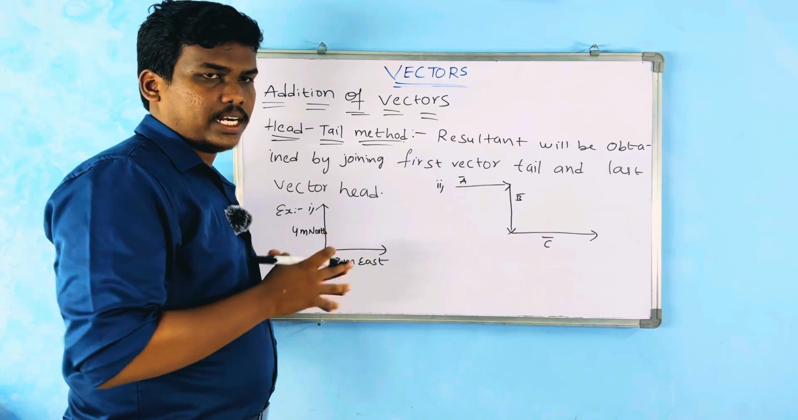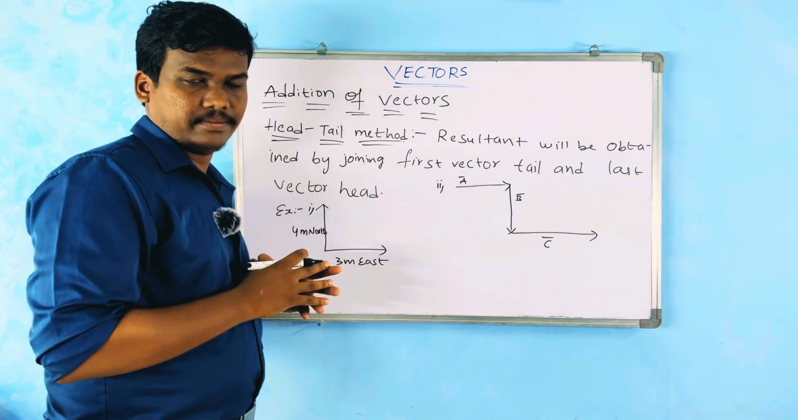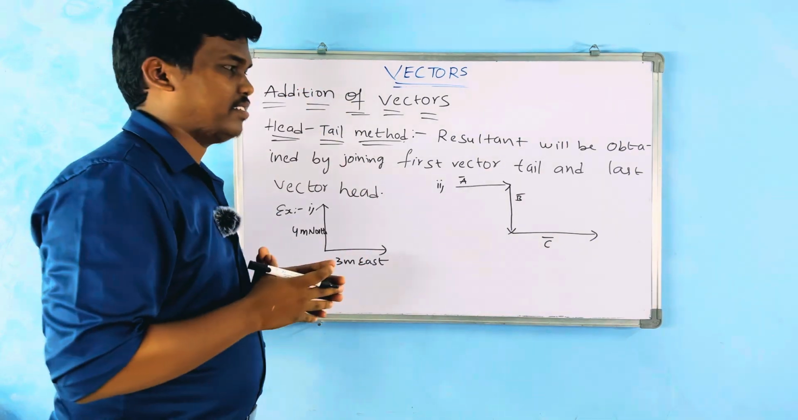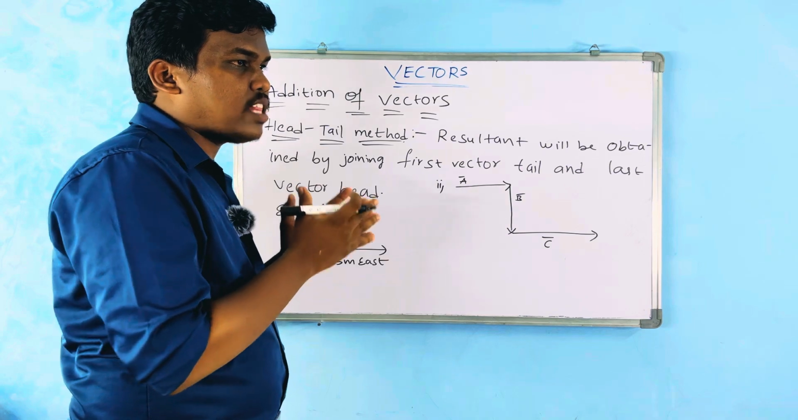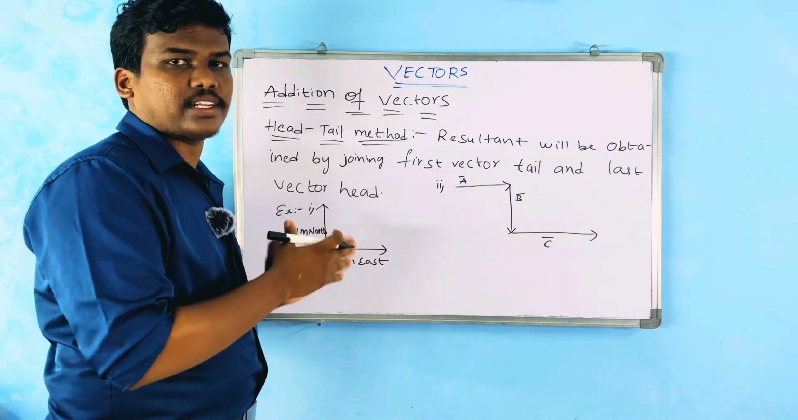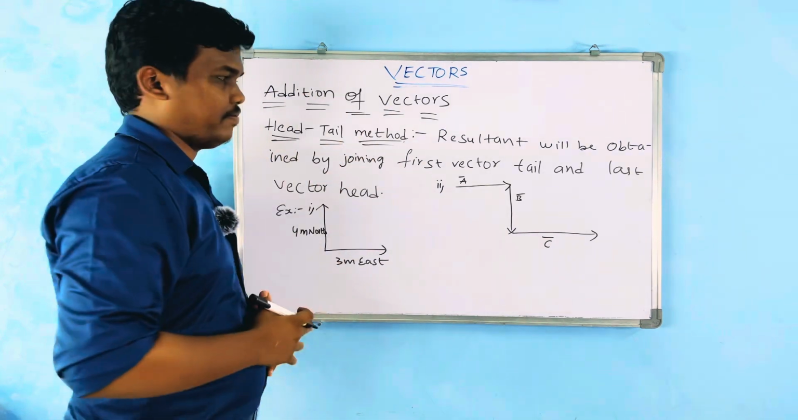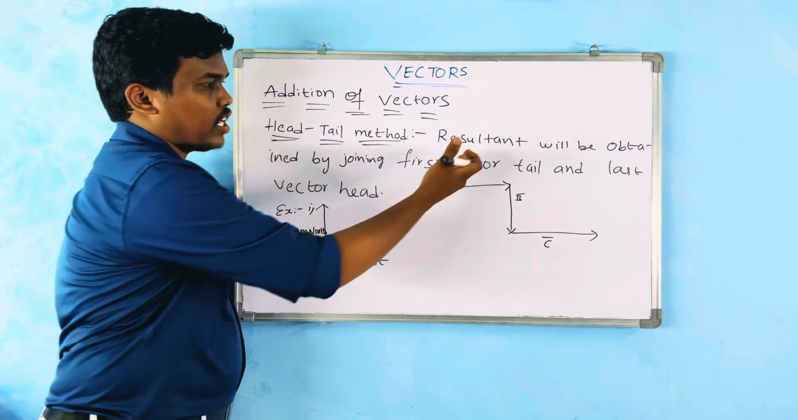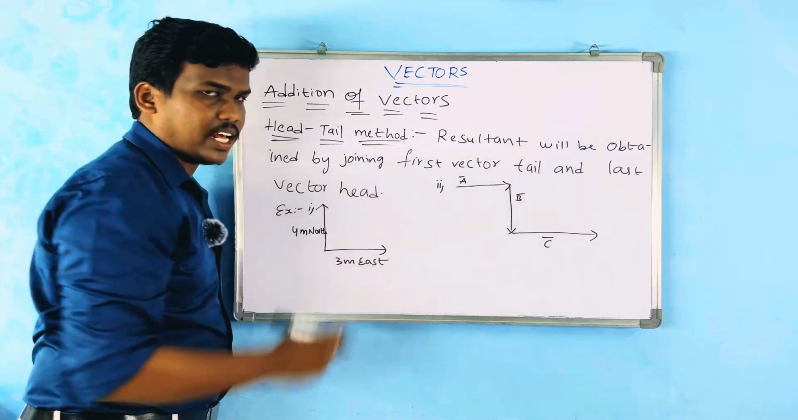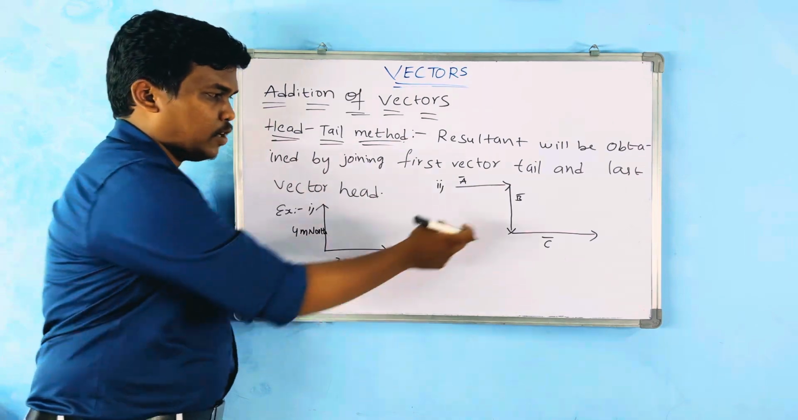So we have learned that in head-tail method the resultant will be obtained by joining the first vector tail and the last vector head. For that, we have to rearrange the vectors in the way that the first vector head should touch the last vector tail, so that we can find the resultant by joining first vector tail and the last vector head. So there are some examples. Why did I say the last vector? I can say it is the second vector. Why I said that will be understood by doing this example.